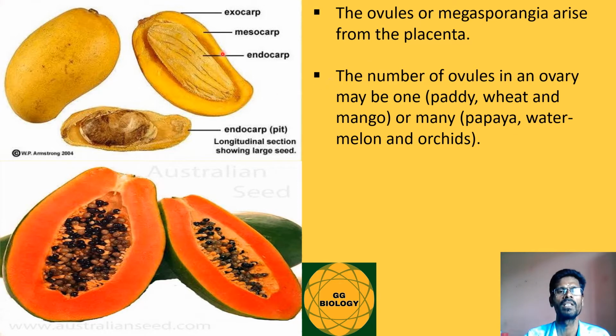Depending upon the availability of the ovules, the number can be sometimes one or sometimes many. So the number of ovules in an ovary may be one, as in the case of paddy, wheat and mango, and it can be many, as in the case of papaya, watermelon and orchid. If it is one, it forms a single seed, and if the ovules are many, it forms a many-seeded fruit.